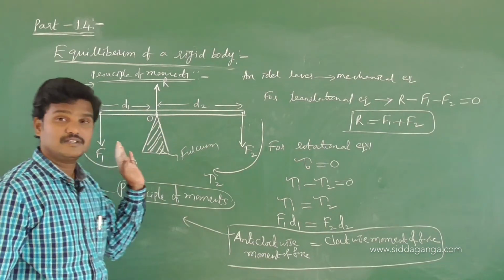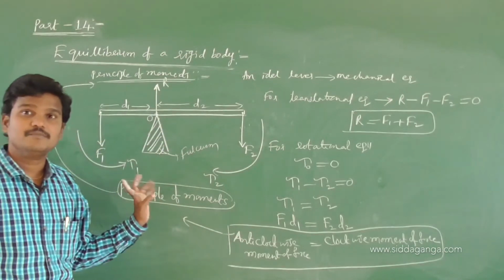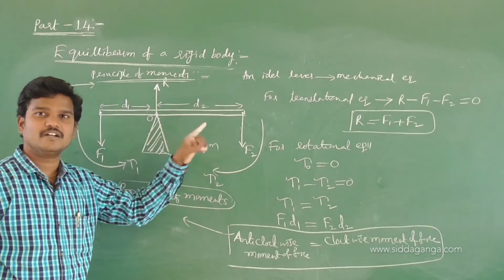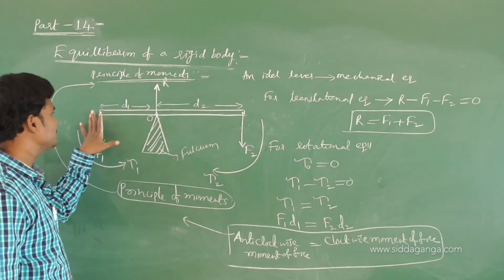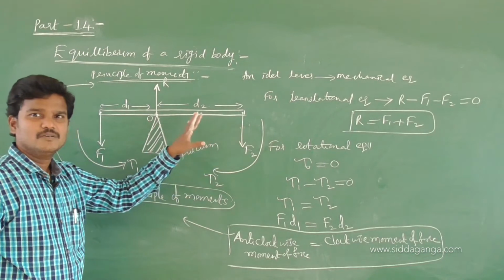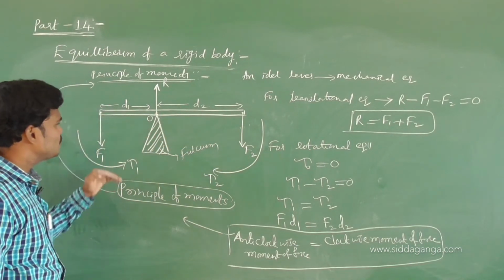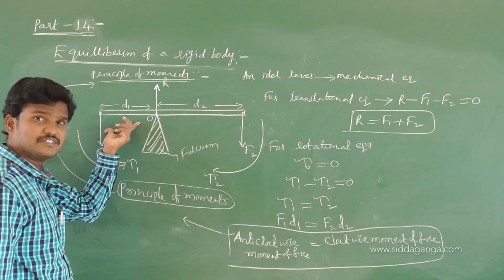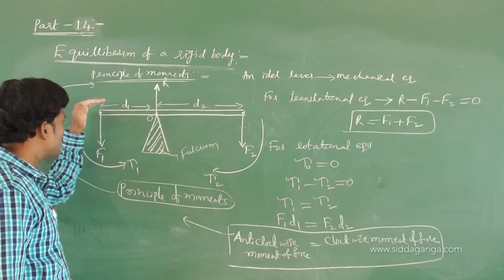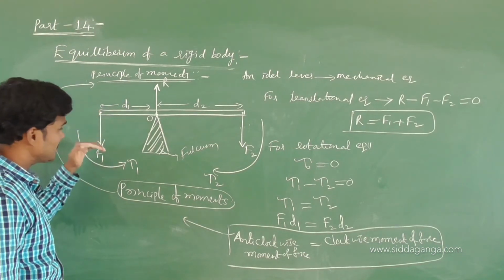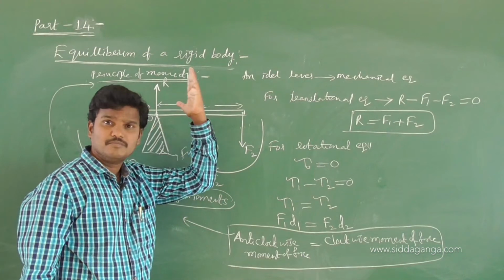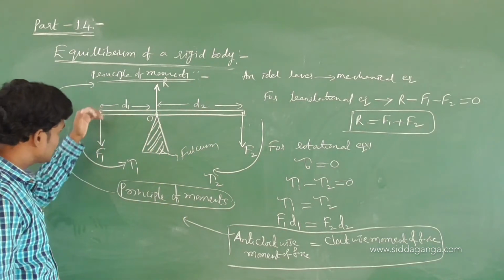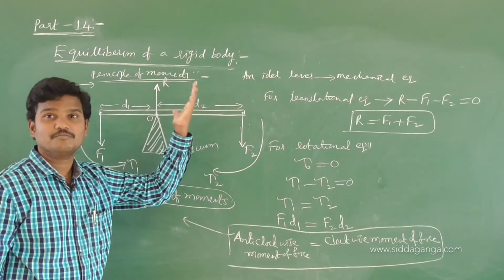Here, this is an ideal lever which is in mechanical equilibrium, like a seesaw in a children's park. One boy will sit here, one more boy will sit here. If a boy applies a small force, this boy will move up because this distance is very less. A small effort, if the boy applies here, this person may move up because this fulcrum is very close to him.